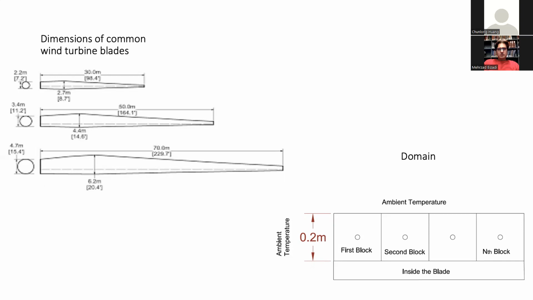The next thing about the domain is that we have two domain types. The first and last blocks, this one and this one, the last one, are exposed to the ambient temperature from two sides, but the middle blocks are exposed to ambient temperature only from the top side. So for this project, we picked a critical block that faces ambient temperature from two sides. And calculating for the middle block is just changing the right or left boundary condition.